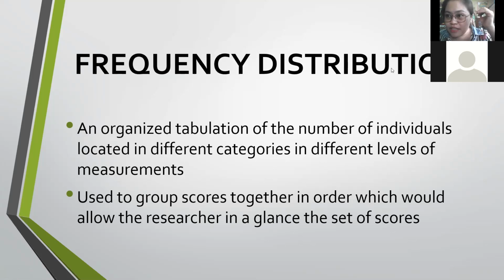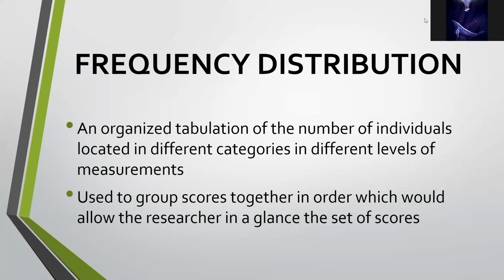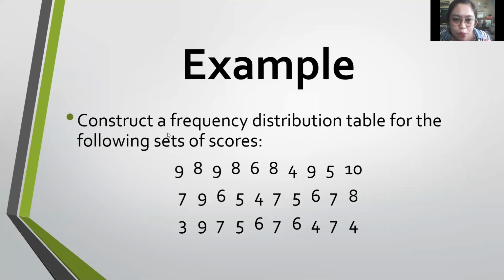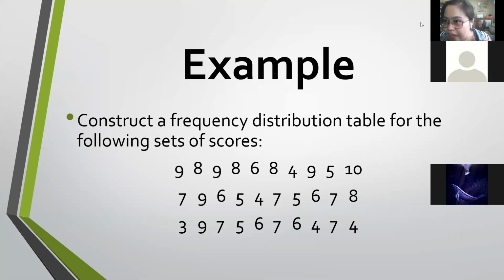Distribution. So sa frequency distribution, we will just make a table and then we will group our data in categories. So in categories siya, we will group the scores or the data together in order for the researcher to take a whole picture and a glance to the set of scores. Actually, SPSS ang naa sa ako ang slide, pero we will be using again the JASP software. So, ani siya ang frequency distribution class.